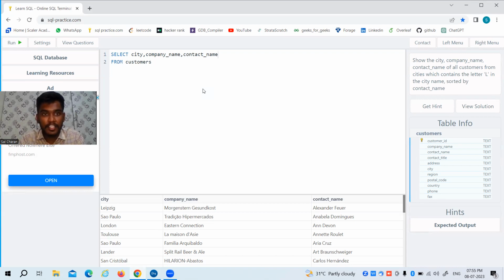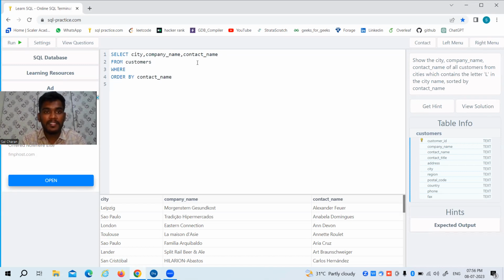So what is the given condition, and what clauses do we need to use here? They gave: which contains the letter L in the city name, sorted by contact name. So we understood that we need to use the where clause as well as order by. We already know order by arranges all the records in ascending or descending order. Based on what column are we ordering? Contact name.